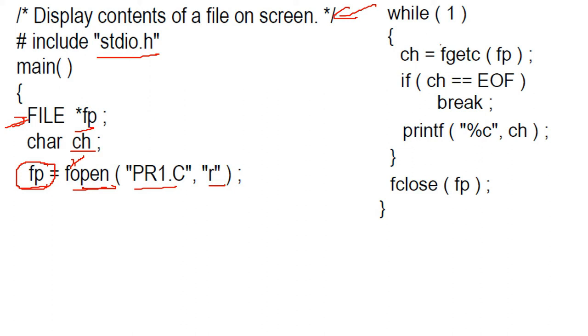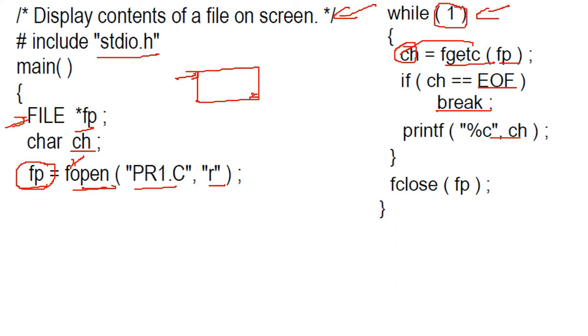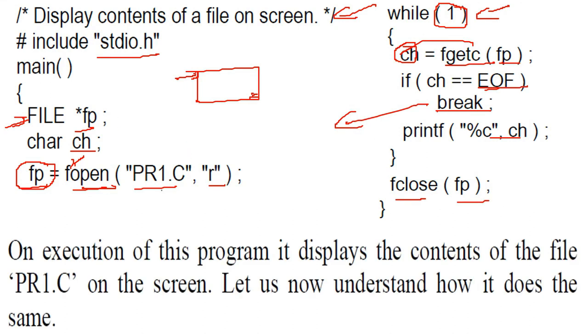What is happening here? We have an indefinite loop. We are getting a character from this fp. Fp is now a pointer which is actually pointing to the first character of this file. So now we are taking one by one all the characters. We are checking for the end of file. If we reach end of file, we break. Otherwise, whatever we have got in ch, we print it. This goes on indefinitely till end of file is reached, and after that we break, and then we close the file. So what we are doing here is, when we execute this program, we are able to display the content of pr1.c onto the screen.